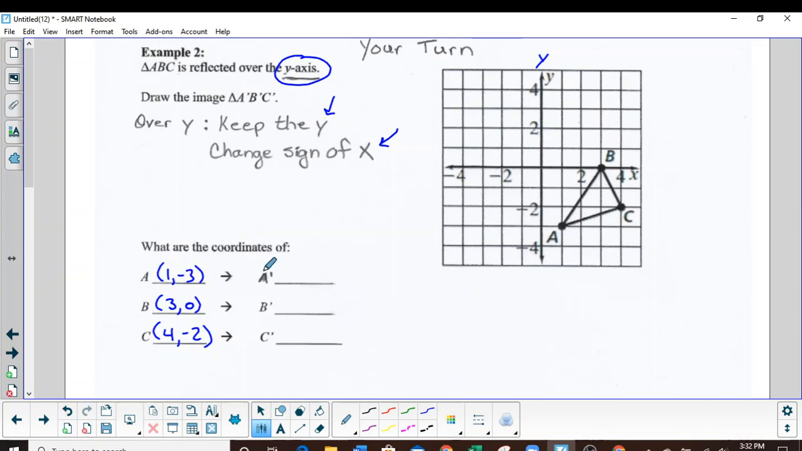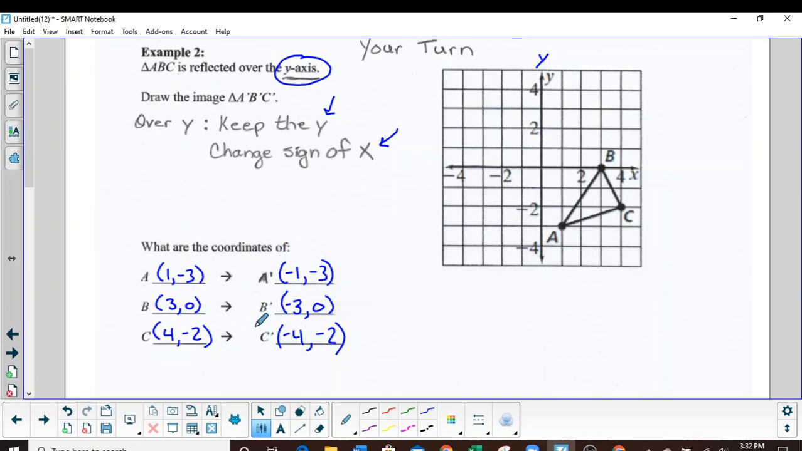So to do that, we're going to change the 1 to a -1, and we're going to keep the -3 exactly like it is. B prime, we're going to change that 3 to a -3, and we're going to keep the y the same as it is. On C, we're going to change that 4 to a -4, and keep the y exactly like it is. Now we can go plot this right here.